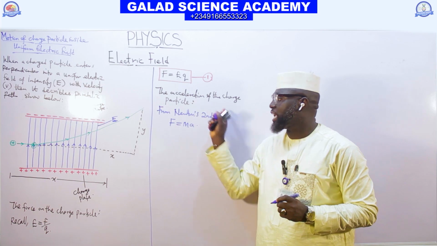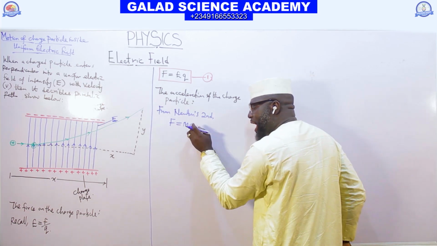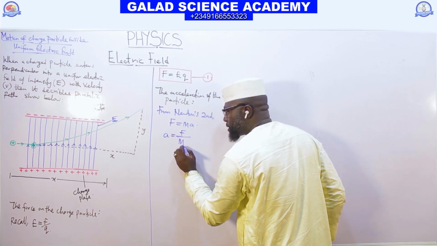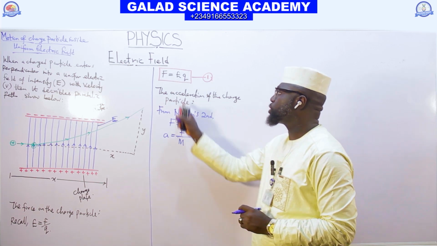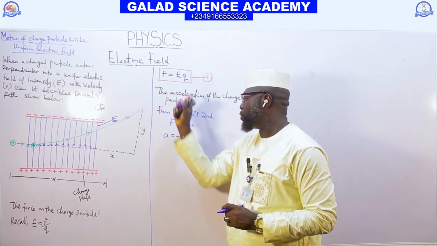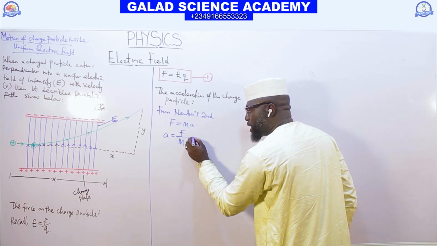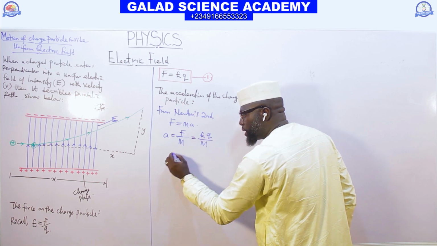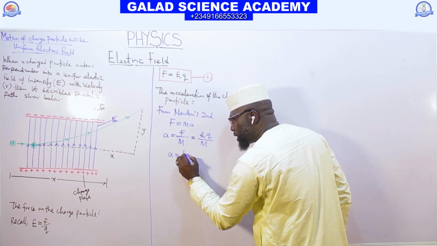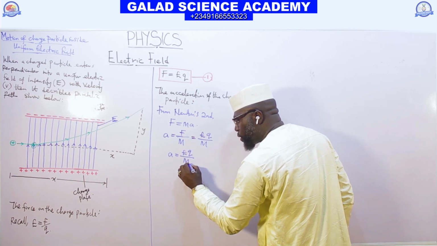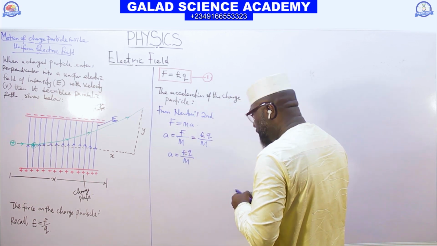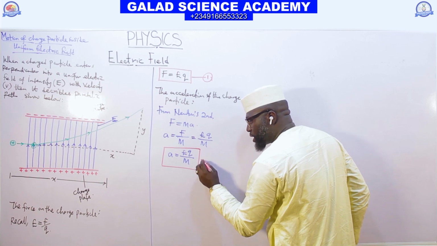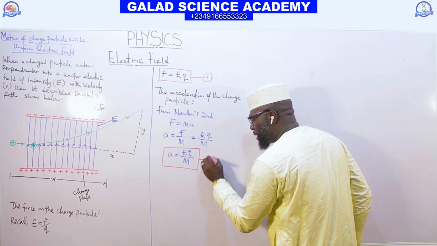So to know the acceleration of the charged particle, A will be equal to force over mass. The force here is EQ. Substituting for the force, A should be EQ over M. Therefore, A equals EQ over M. This is the formula for acceleration of a charged particle in a uniform electric field.